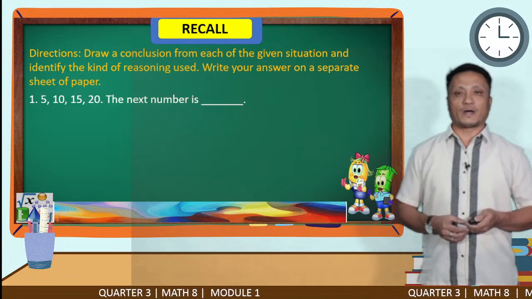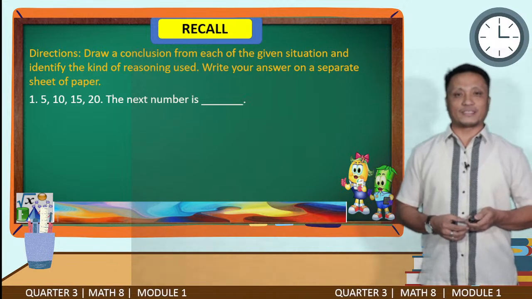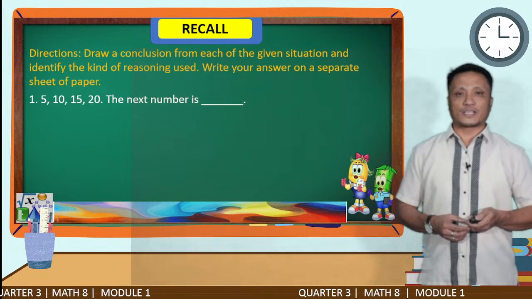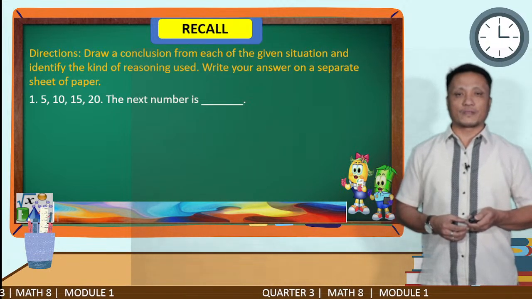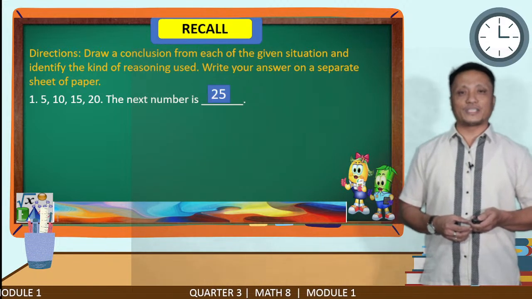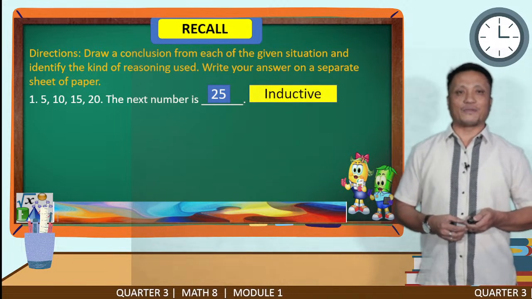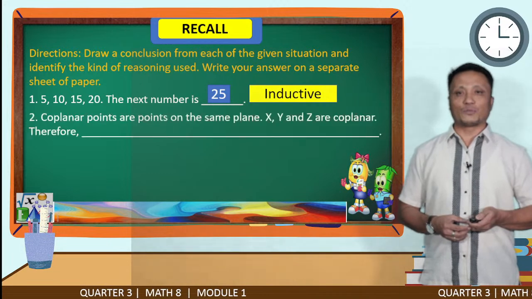Let's have the first one. 5, 10, 15, 20. The next number is? Start typing your answers now. If your answer is 25, then you are correct. What kind of reasoning is being used in this item? Inductive, very good. Let's go to number 2.